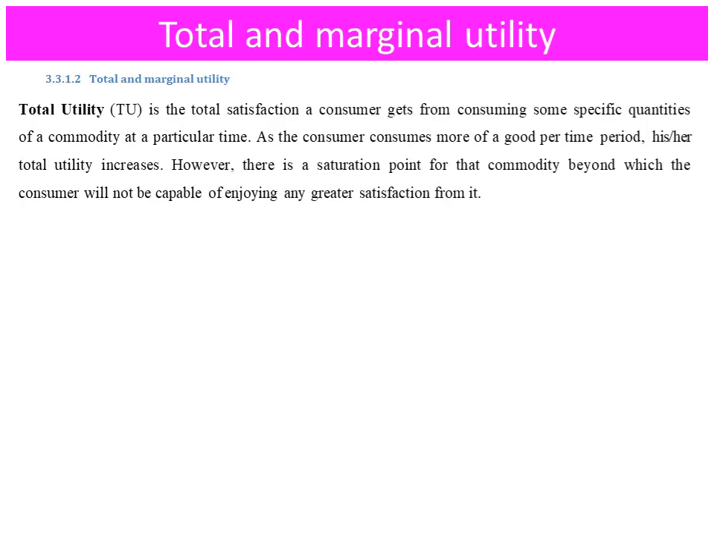Total and marginal utilities. Total utility and the marginal utility. Total utility is the total satisfaction a consumer gets from consuming some specific quantity of commodity at a particular time. This is total utility. As the consumer consumes more of a good per time period, his or her total utility increases. However, there is a saturation point for that commodity beyond which the consumer will not be capable of enjoying any greater satisfaction from it.